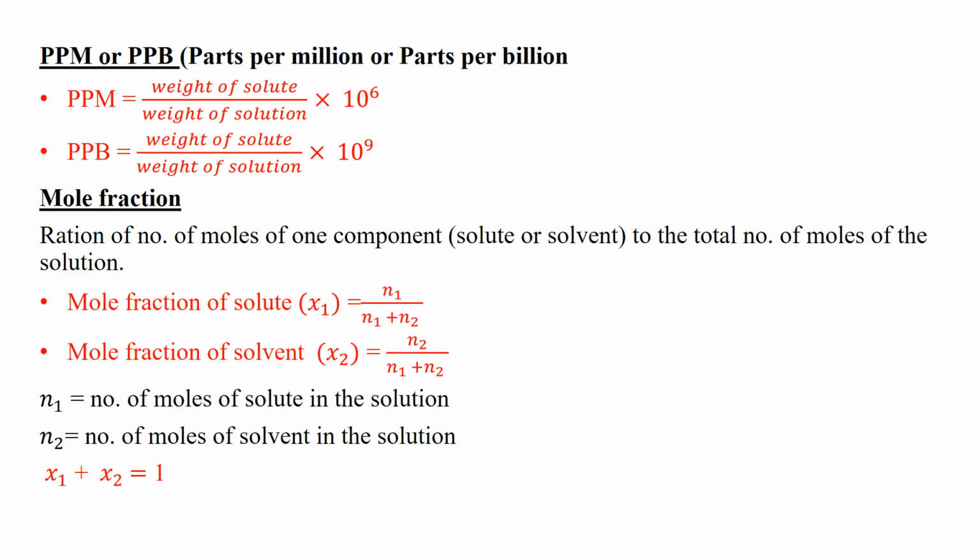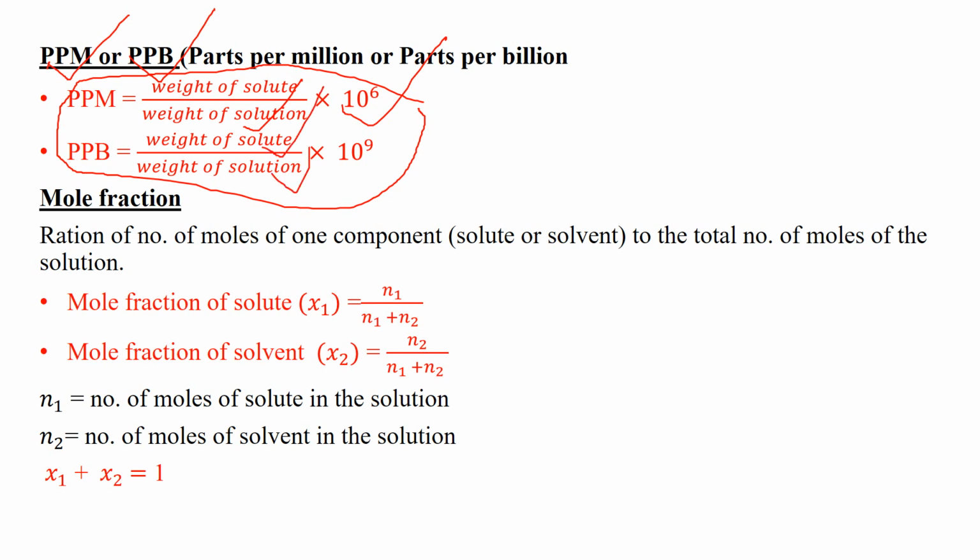Next one, ppm or ppb. ppm means parts per million and ppb means parts per billion. Here are different formulas for the calculation of either ppm or ppb. Weight of solute by weight of solution into 10 to the power 6 gives ppm, and weight of solute by weight of solution into 10 to the power 9 gives ppb. We have to remember this formula.